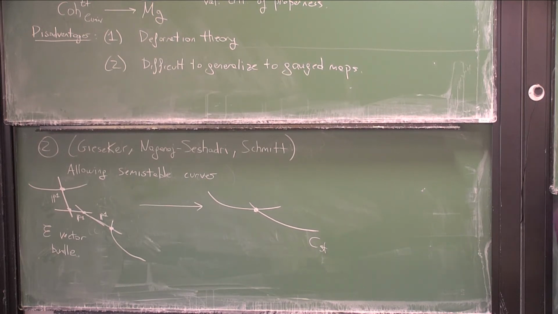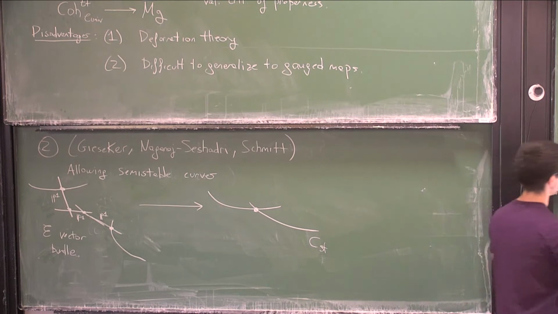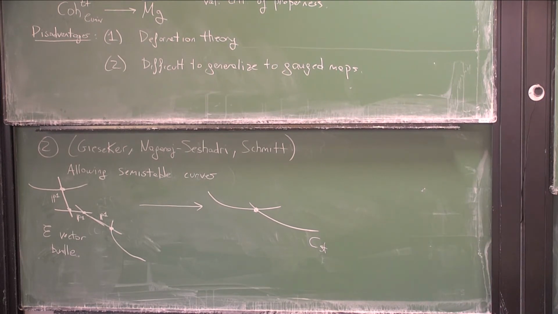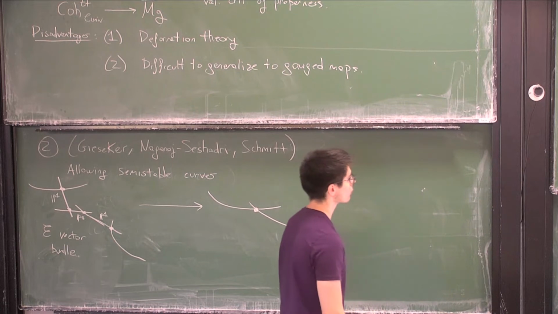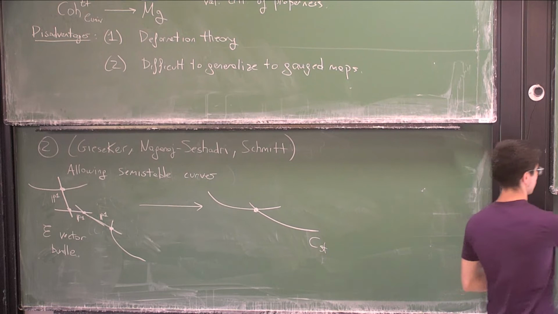And finally, you have what I'm going to call the Kontsevich stability condition. This is going to be that the determinant of this vector bundle is phi-ample. Okay, just some conditions on the pair.